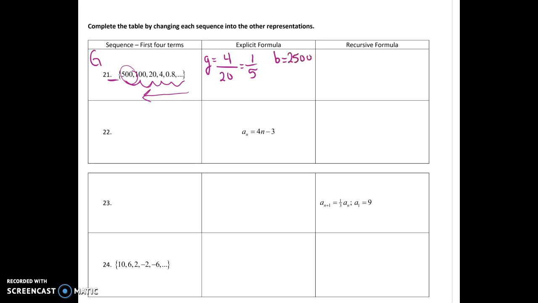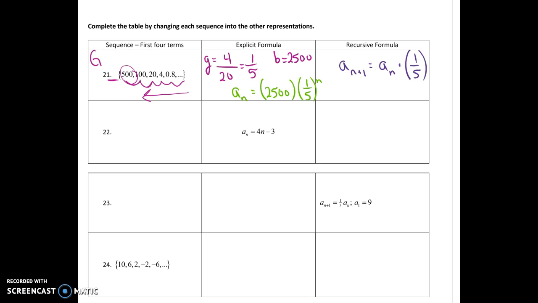Now I'm going to write the explicit formula. So to find any term, I take B, 2500, and G, and I'm just going to put them both in parentheses, to the nth power. And then for the recursive formula, to find the next term, I can take the most current term and multiply it by my G, so 1/5, which again I'll put in parentheses.